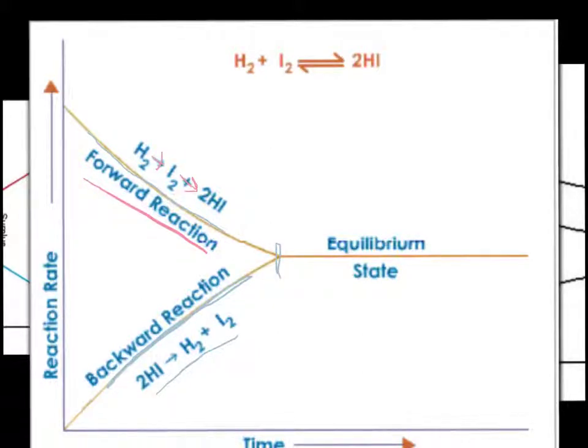Now, it doesn't mean that the reaction has stopped. That's important to know, that at equilibrium, the reaction hasn't stopped. It's now just proceeding in both directions, both forward and reverse, at the same rate. So for each hydrogen molecule and iodine molecule producing two hydrogen iodide molecules, there are two hydrogen iodide molecules breaking down into hydrogen molecules and iodine molecules. So that's what equilibrium is.